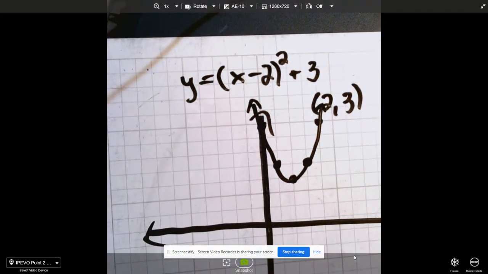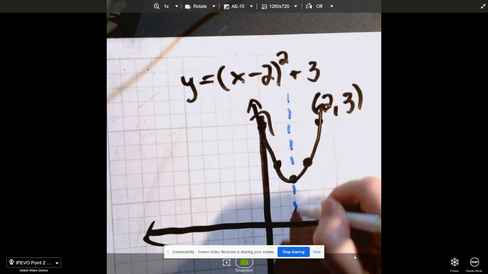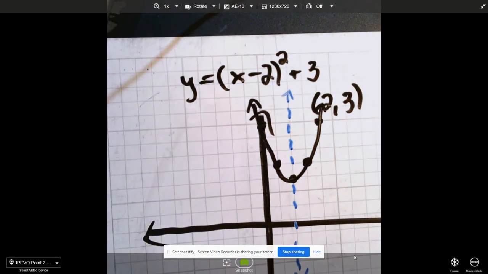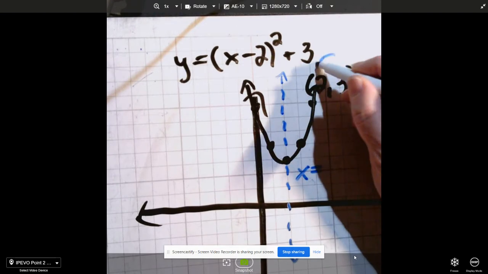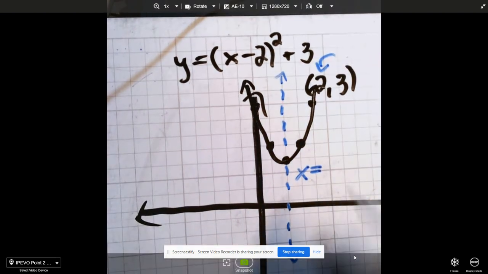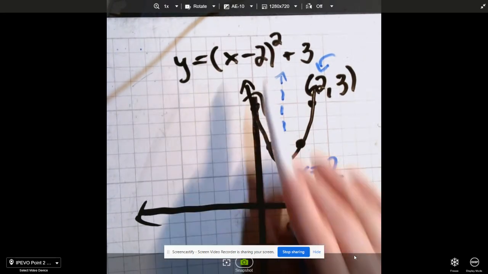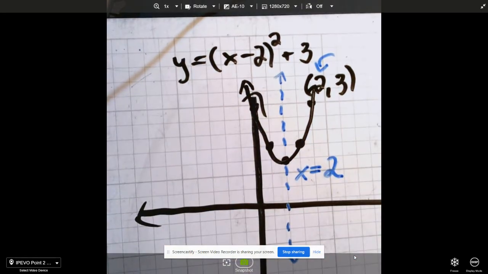And then the line that would go through my vertex would be this line right here. And that's called my axis of symmetry. And the axis of symmetry is always going to be x equals whatever the x value is of your vertex. So in this case, it'll be x equals 2. Please remember, it's always going to be x equals, and it's always going to be the opposite sign of that. So x equals 2 is your axis of symmetry.